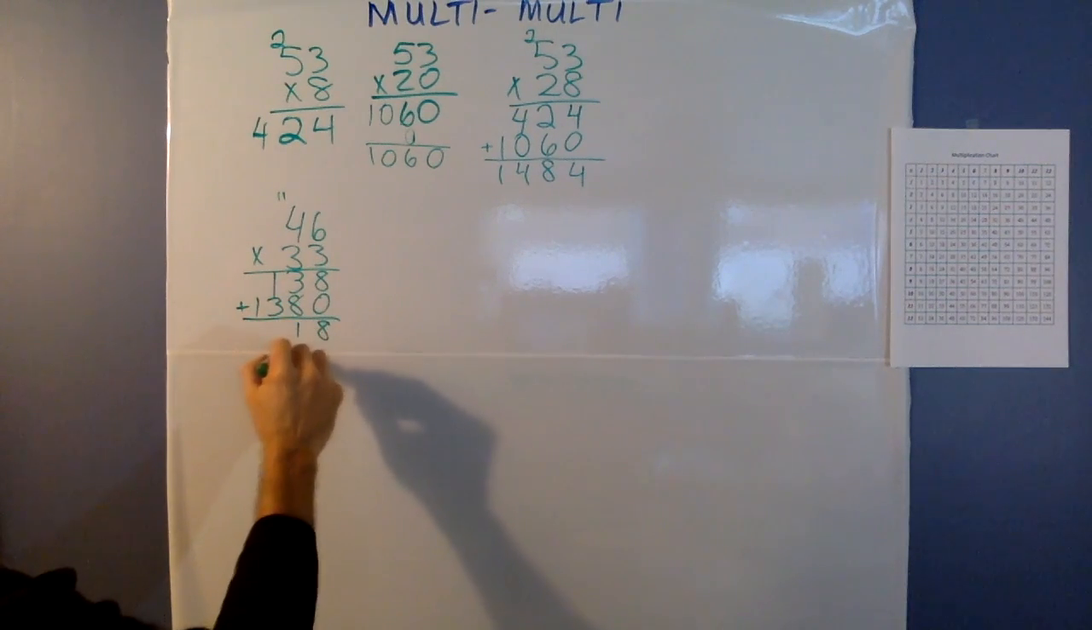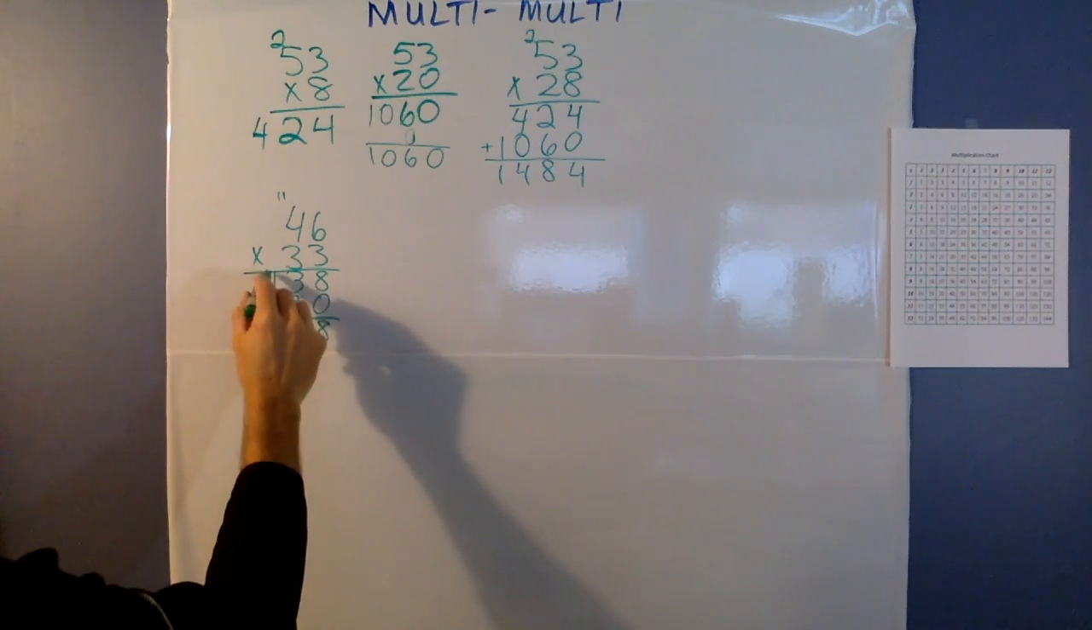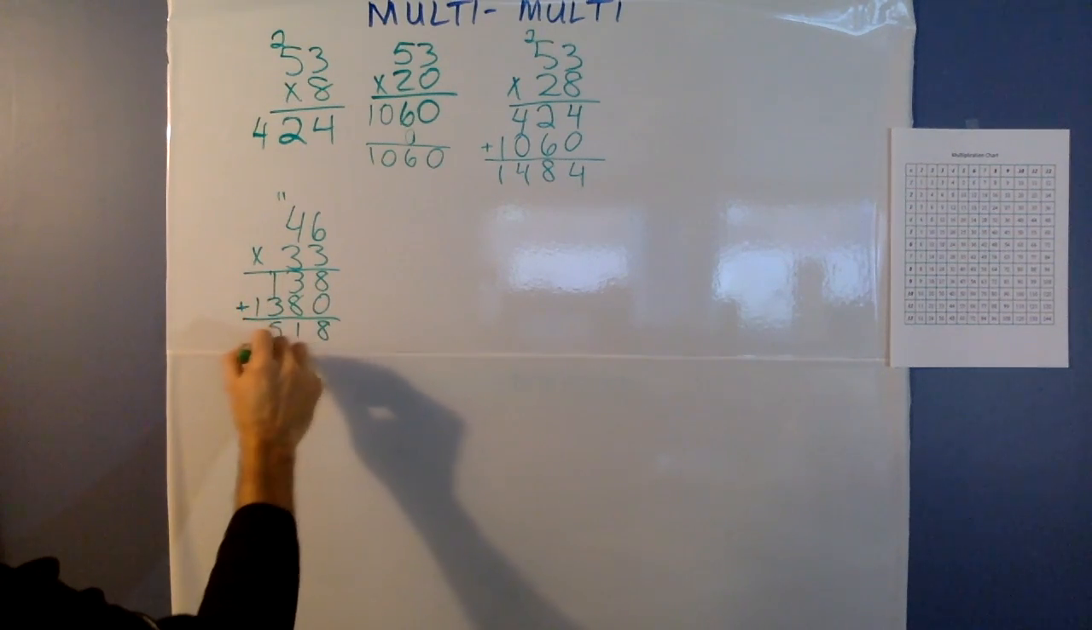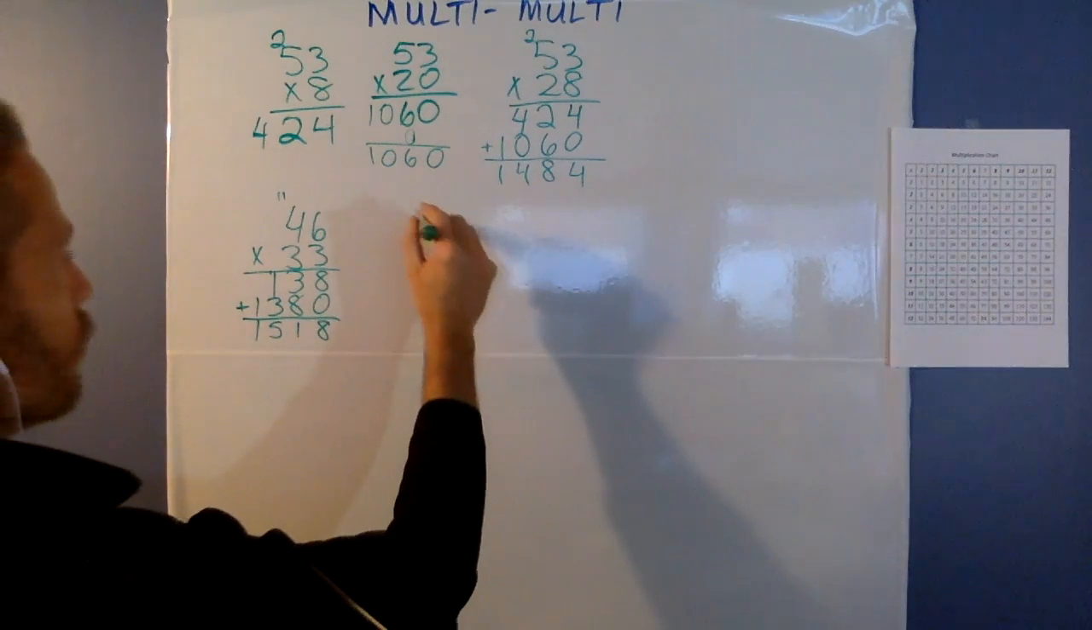8 plus 0 is 8. 3 plus 8 is 11, so I'm going to bring that down. 1 plus 1 plus 3 is 5, and 1 is 1. So 46 times 33 is 1,518. This principle continues if we're doing 3-digit by 3-digit numbers.